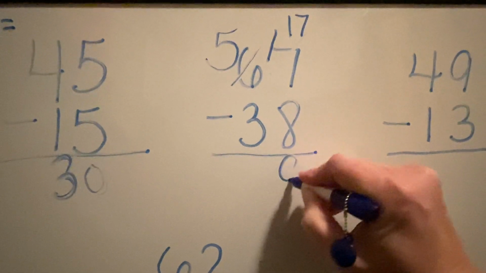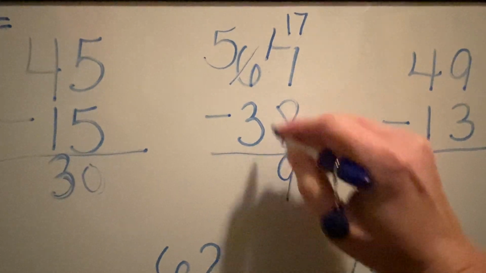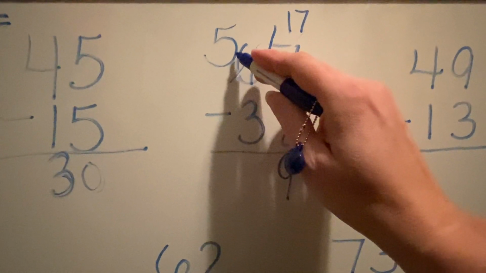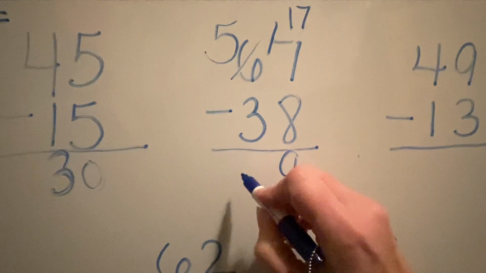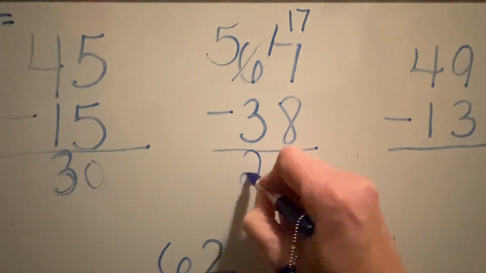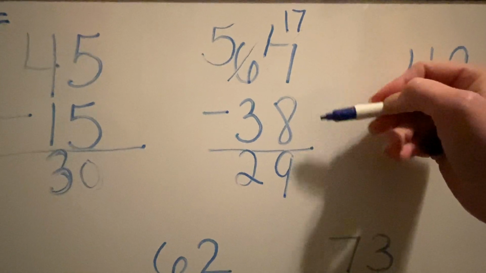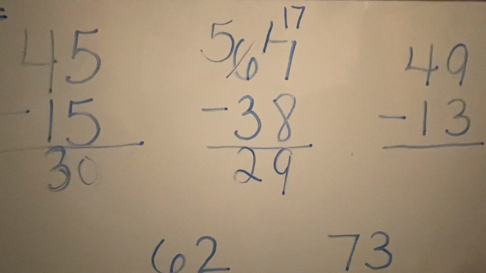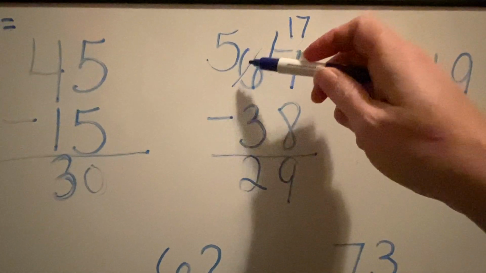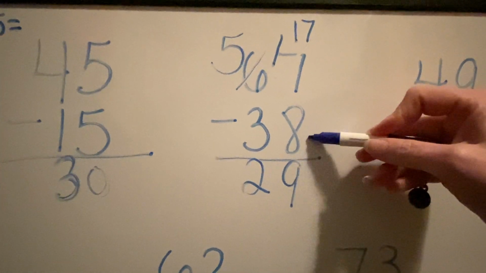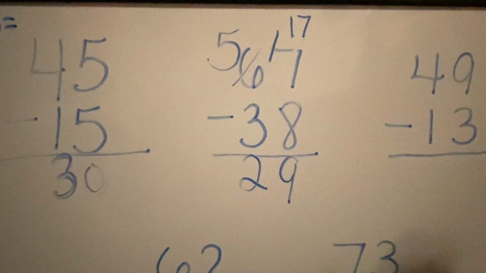17 minus 8 gives me 9. And then over on my 10 side, 5 minus 3 would give me an answer of 2. So when I have 67 minus 38, I get the answer of 29. I had to borrow on this one because I had more on the floor.